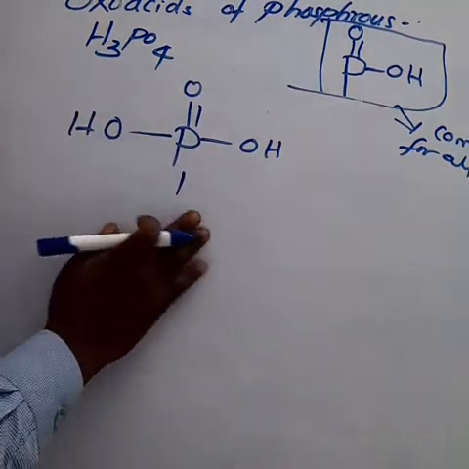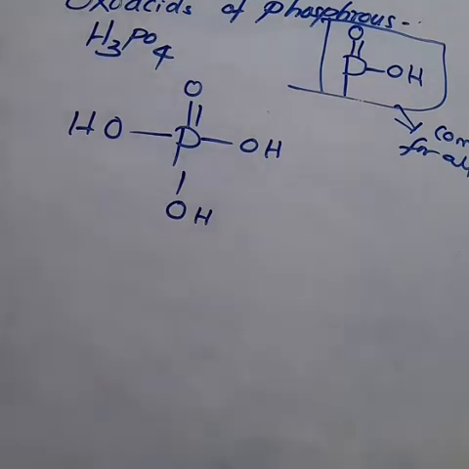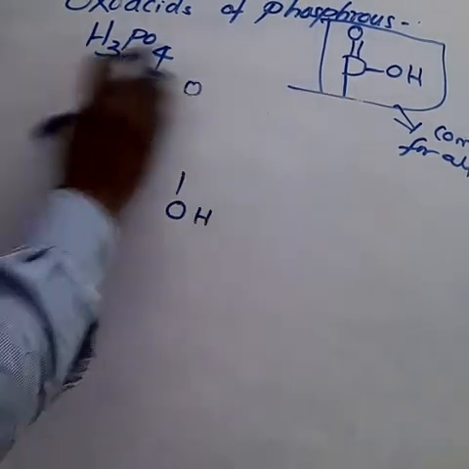4 oxygen. Out of 4, 2 is over. Then remaining 2, so we have to write OH on one side, and OH on the other side. Now the structure is over. Next, one of the very important questions.